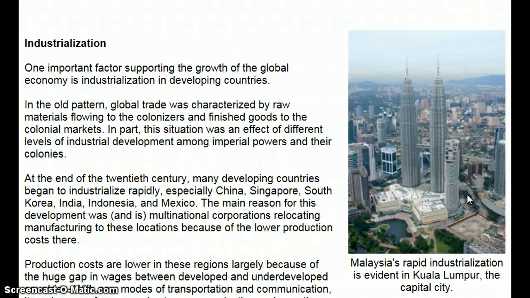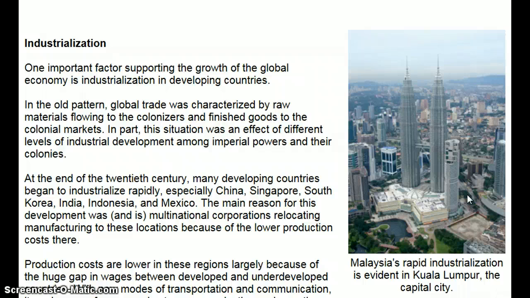Industrialization. One important factor supporting the growth of the global economy is industrialization in developing countries. In the old pattern, global trade was characterized by raw materials flowing to the colonizers and finished goods to the colonial markets. In part, this situation was an effect of different levels of industrial development among imperial powers and their colonies.